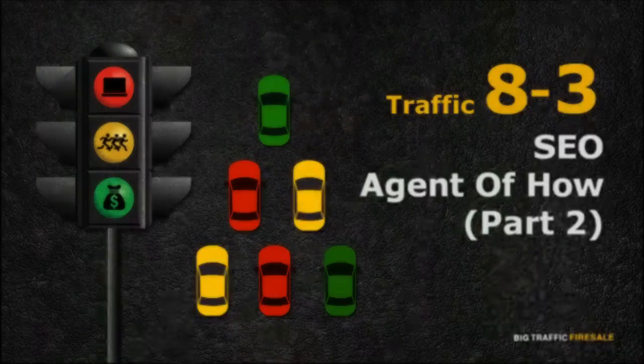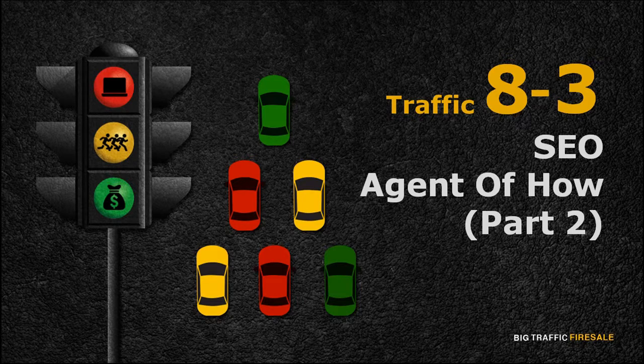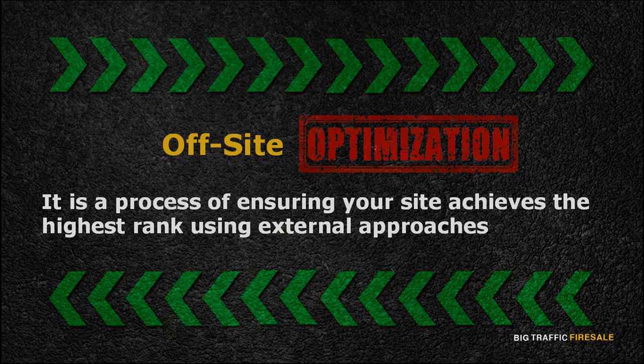The next agent of SEO is the off-site optimization. Off-site optimization is a process of ensuring your site achieves the highest rank using external approaches. Simply put, it's not optimized within your site. You'll need other sites, multiple platforms to steer Google into your main site.